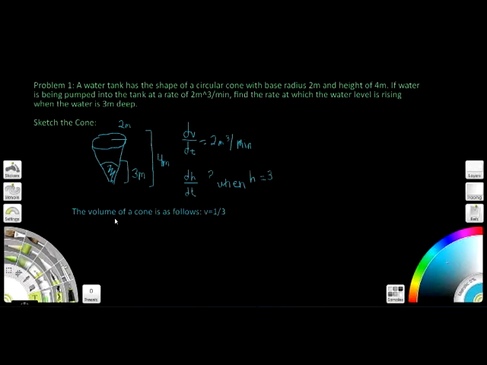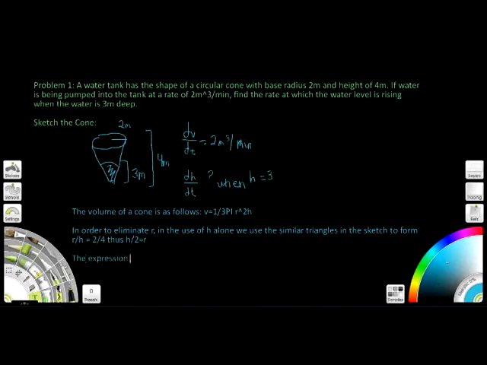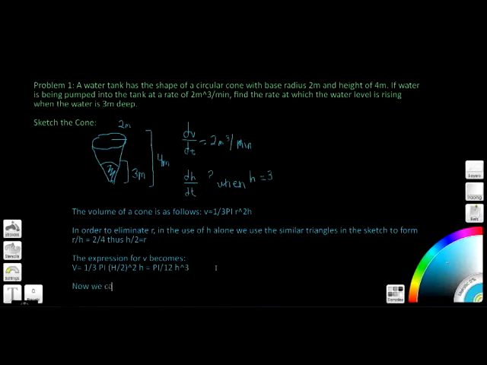The volume of a cone is V equals 1/3 pi r squared times h. In order to eliminate r and use h alone, we use the similar triangles in the sketch to form r over h equals 2 over 4, thus h over 2 equals r. The expression for V becomes V equals 1/3 pi times (h over 2) squared times h, which equals pi over 12 h cubed. Now we can differentiate each side with respect to t.